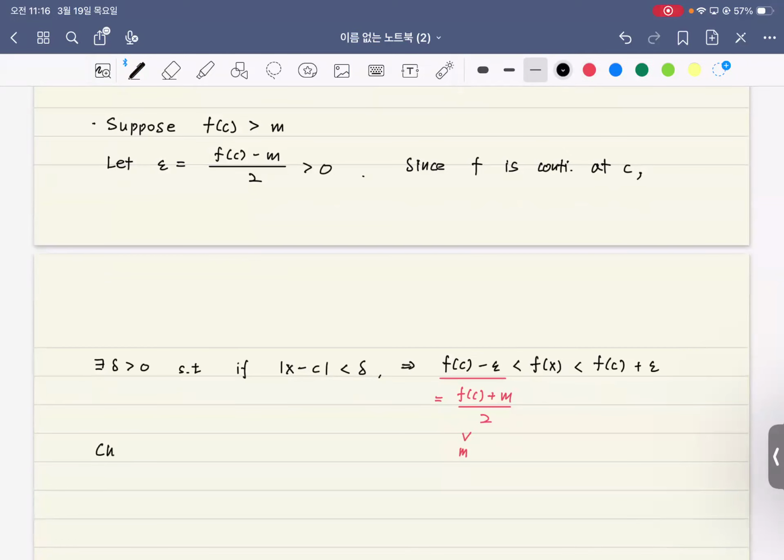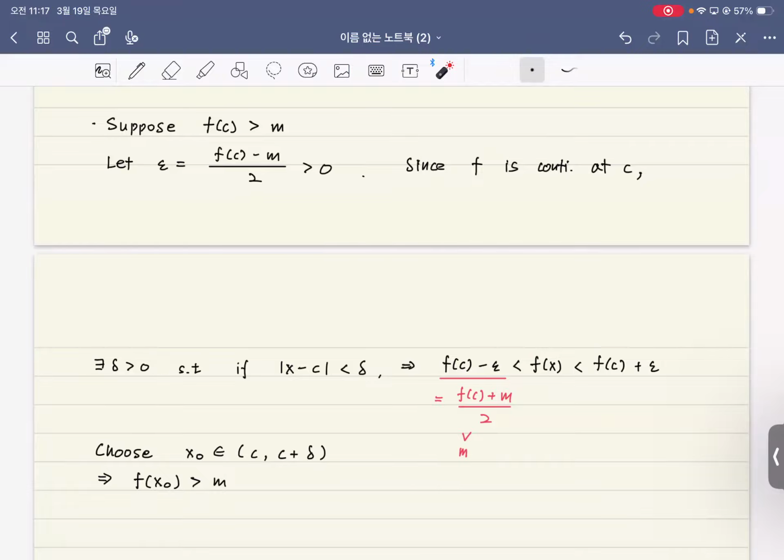Now, this time we choose x0 from c to c plus delta. Then, just like before, f of x0 is greater than m. Why? Because on this interval, the function values were known to be greater than m. And is it a contradiction? Yeah, this is also a contradiction.